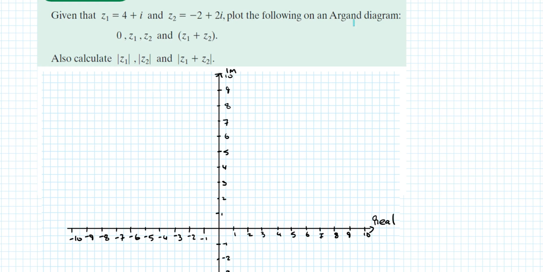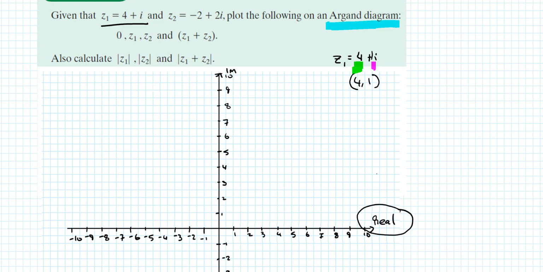Okay, so in this video we'll be looking at Argand diagrams. Argand diagrams are just a way of representing complex numbers on a plane. So if you had a complex number 4 plus i, which is Z1, the real part is the 4, and the imaginary part is the number in front of the i, which is in this case 1. So what you plot is effectively just the point (4, 1).